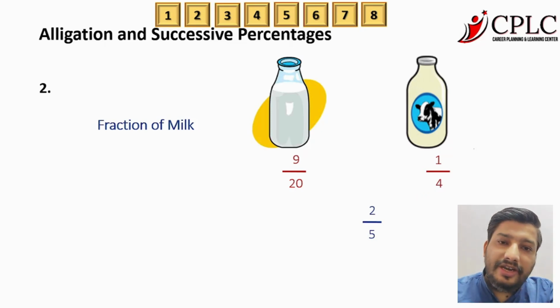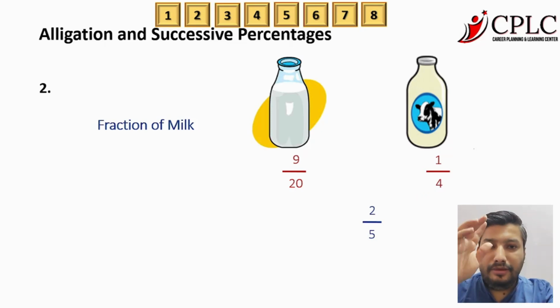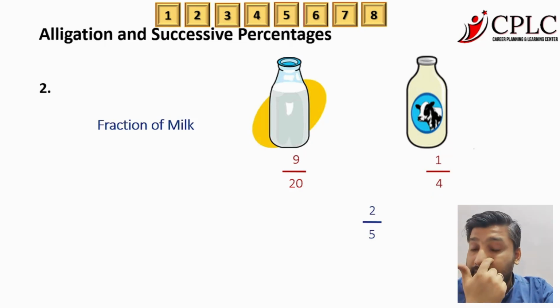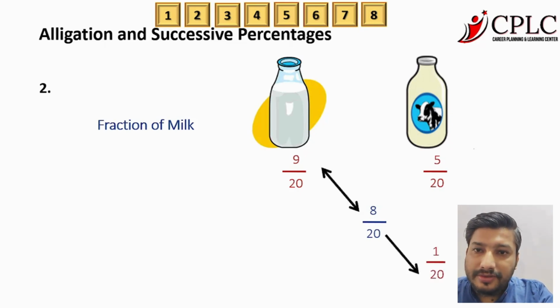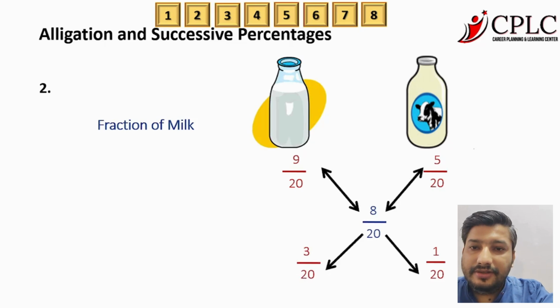So to make it 20, we'll have to multiply by 5 in both numerator and denominator. So that becomes 5/20. And then the middle one, to make it 20, we'll have to multiply by 4. So again, if we multiply by 4 in both numerator and denominator, it becomes 8/20 basically. And now since the denominators are the same, we can simply subtract them. So let's subtract them. That gives us the answer as 3/20 to 1/20.